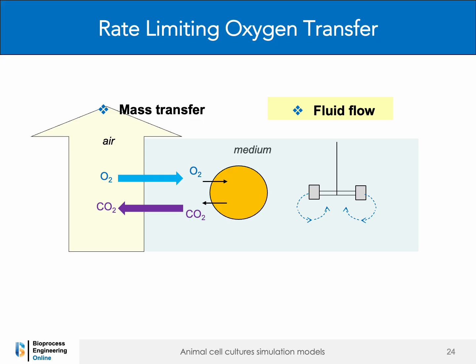This mass transfer rate is, in turn, strongly affected by the hydrodynamics inside the bioreactor, particularly the medium circulation generated by the mixing impellers. In this tutorial, we will focus on modeling oxygen transfer, which is essential for maintaining adequate oxygen supply to the cells. The transport and fate of carbon dioxide in bioreactors will be covered in a future tutorial.